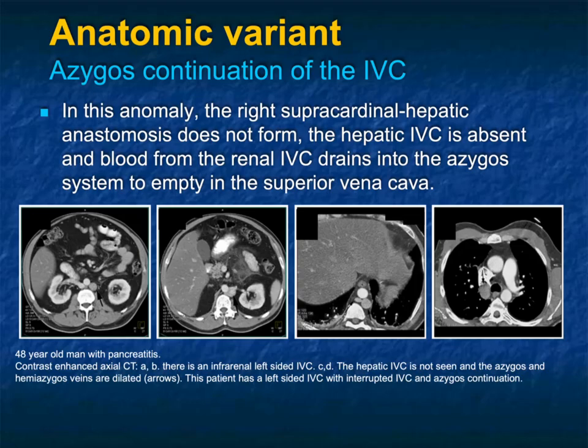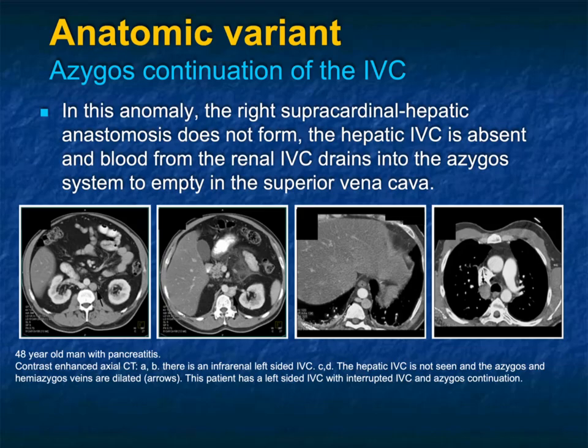Now, azygous continuation of the IVC. In this anomaly, the right supracardinal hepatic anastomosis does not form, the hepatic IVC is absent, and blood from the renal IVC drains into the azygous system to empty into the SVC. Again, this can be somewhat confusing.